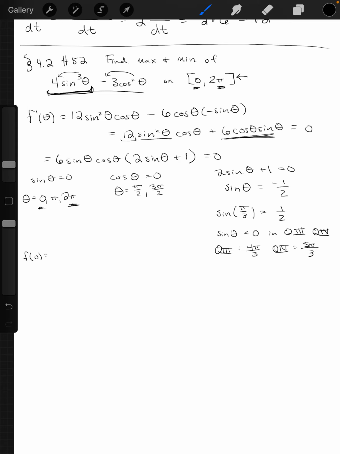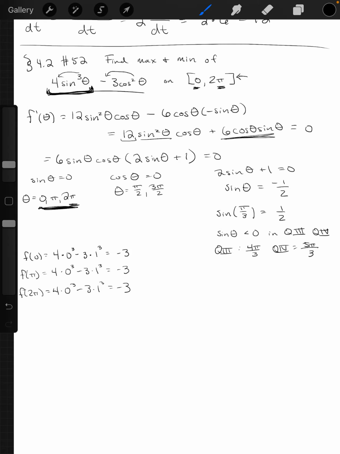So f of 0 is going to be 4 times 0 cubed minus, so I'm starting off with these guys because for all these guys, we know that sine is 0. So we can always just ignore that term. And whenever sine is 0, cosine is 1. So that's going to make these easy. So that's negative 3. It's going to be the exact same thing for pi because pi makes sine 0 and therefore it makes cosine 1. And it's going to be the exact same thing for 2 pi for the exact same reason. Right? So all those are negative 3.